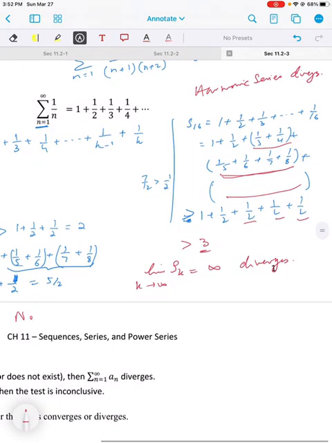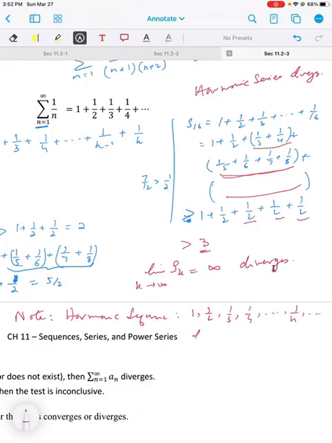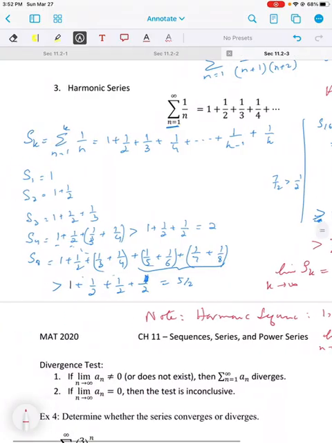So note here, the harmonic sequence will be 1, 1/2, 1/3, 1/4, dot dot dot. The general term will be 1/n. And notice that the limit of 1/n as n goes to infinity is 0. So the harmonic sequence converges, but the harmonic series diverges. This is what you need to remember.